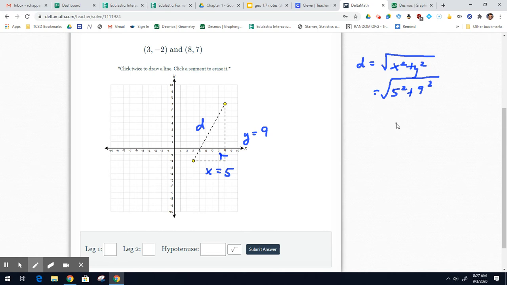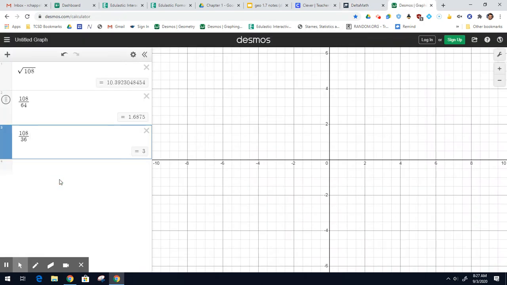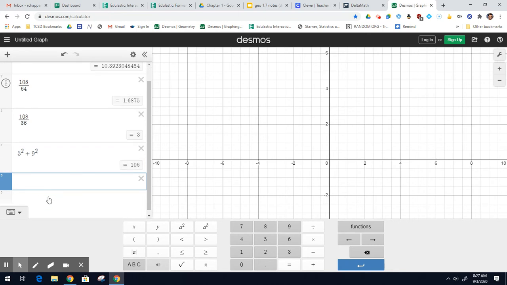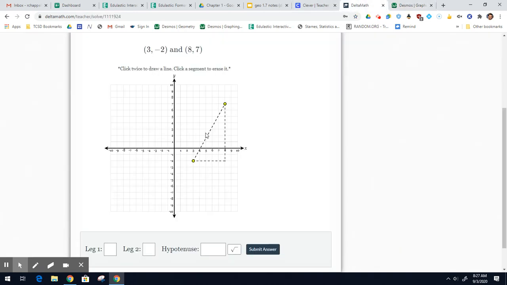Okay, so I'm going to click, go into the Desmos graphing calculator. I'm going to do not the square root, but I'm going to do 5 squared plus 9 squared. And that's 106. Now, if you want to try, you could try the square root of 106, but it's a decimal. So they want it in simplest radical form. So now we need to work at this. Okay, so let's come back to Delta Math. Now, while I have it, let's input my legs. So 5 and 9. And now let's work on the square root of 106, which is going to be my distance.